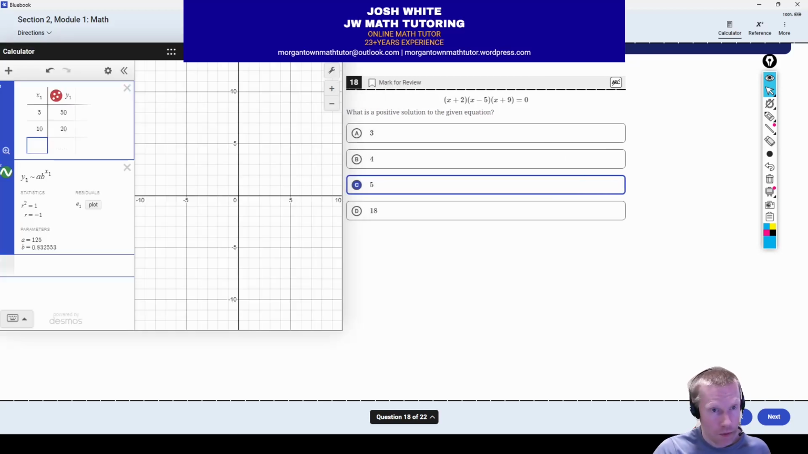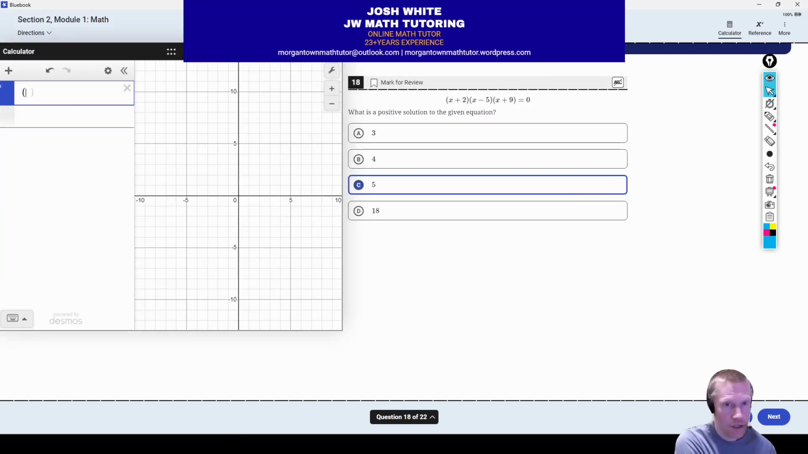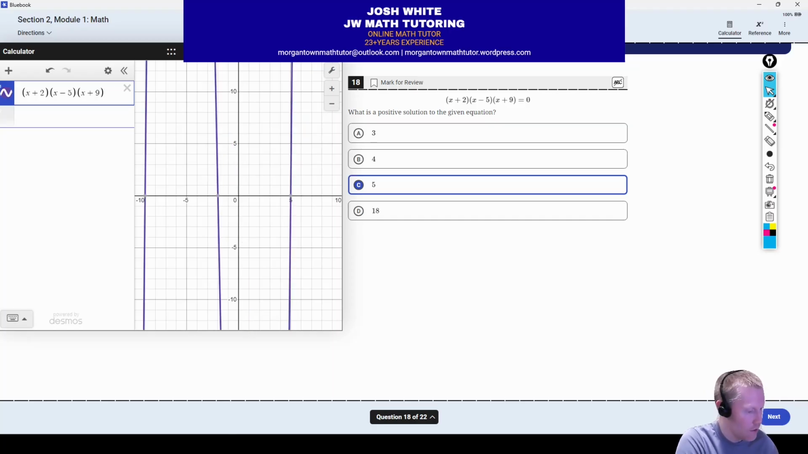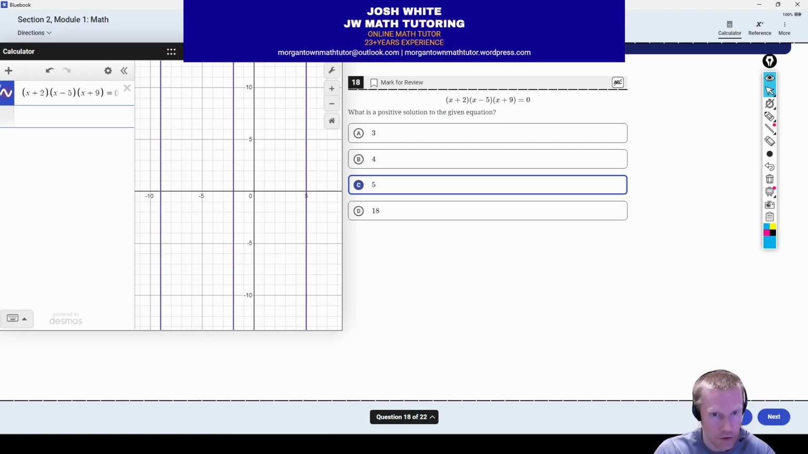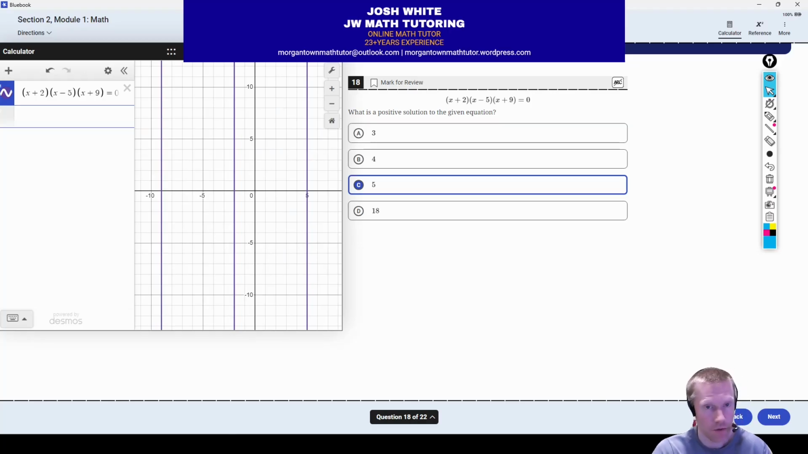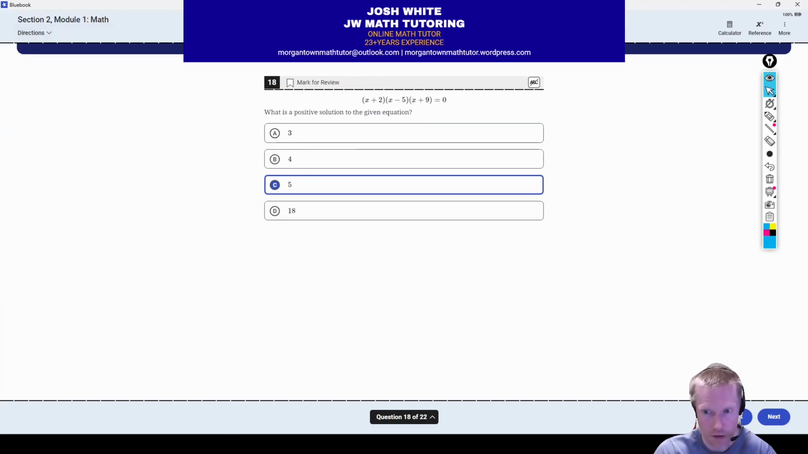If you were having trouble with this question, of course, you could just go to Desmos and graph it out. Okay, so notice there's 3 vertical lines indicating 3 solutions. Which one is the positive one? Well, obviously, +5 over here. The other two are negative values, so they're not the correct answer to the question.